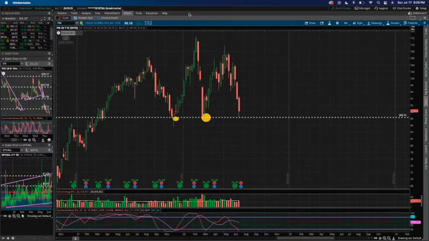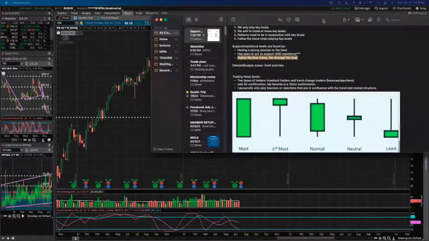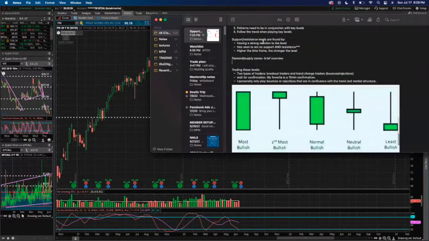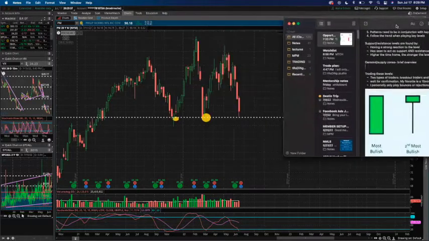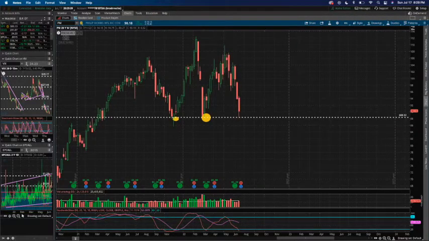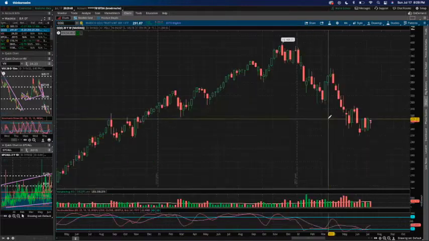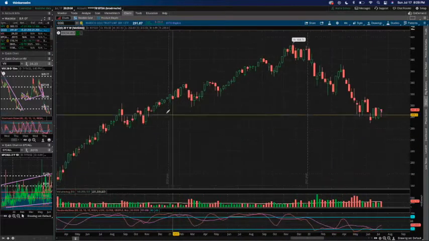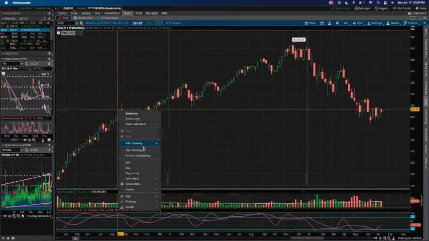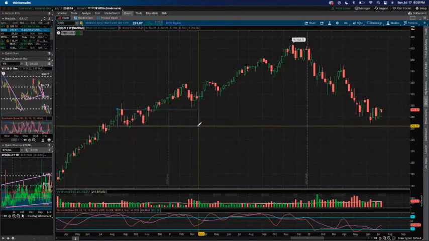So the next thing we want to look at is supply and demand zones. I had somebody ask about the supply and demand zones. What you want to look at when you're looking for a supply and demand zone is basically where there's chop. So for example, you want to see chop and then a dramatic move. It's the same concept, but it's just a zone.